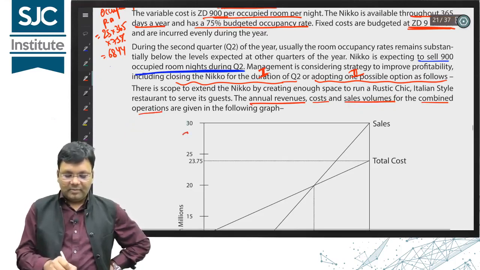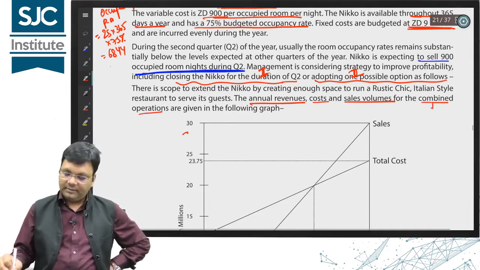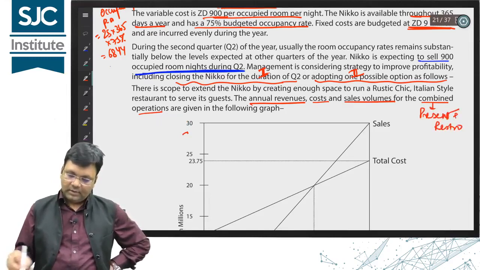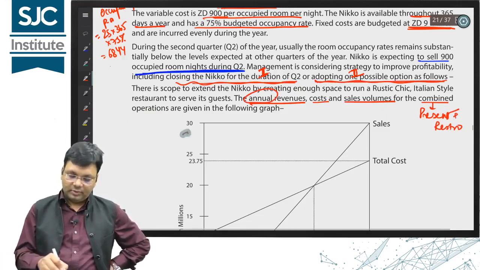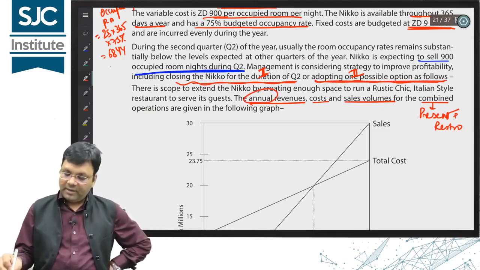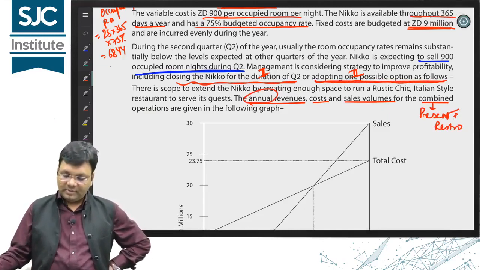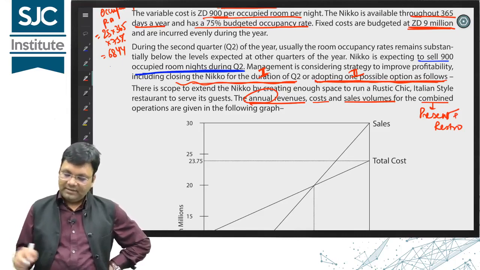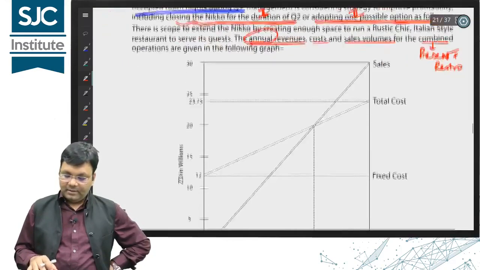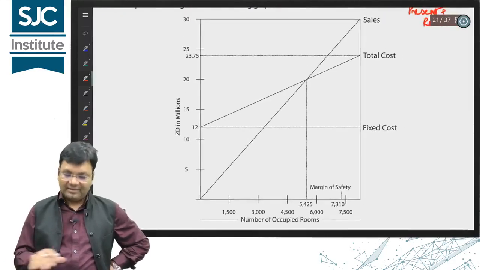Okay, combined operation means present plus restaurant. Let me write it here. And all annual details are given. So there are two options. Option 1 is to shut down. Option 2 is to continue by adopting one possible option, and that possible option is to open a new restaurant. And then the combined details are given. So the trick of this question is to read this graph properly.